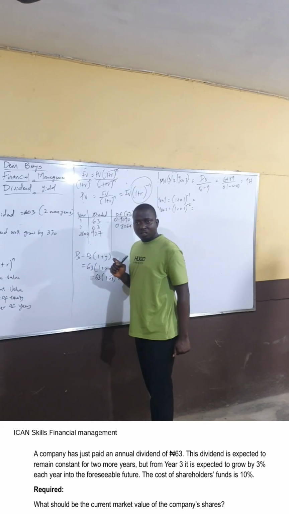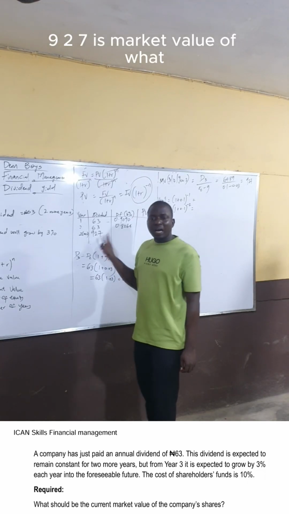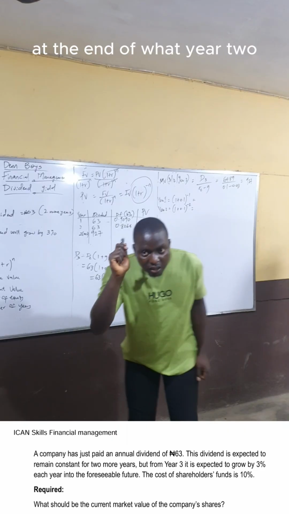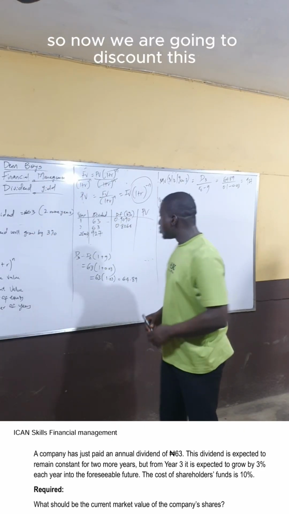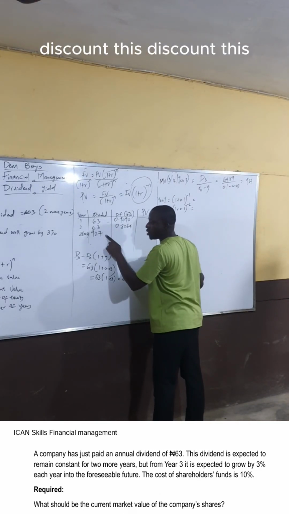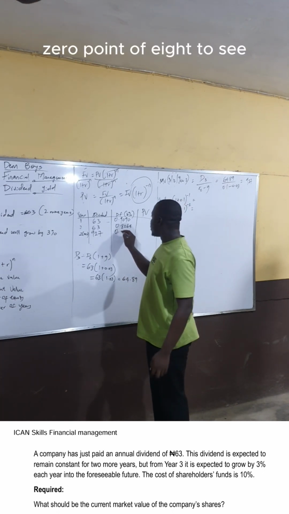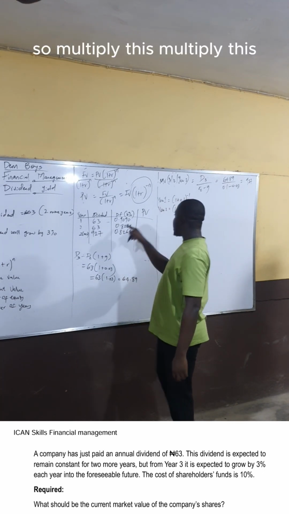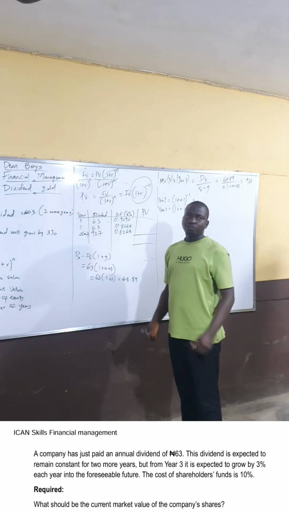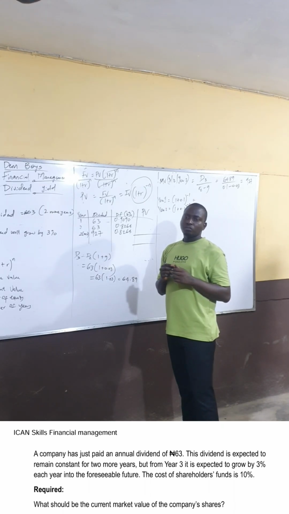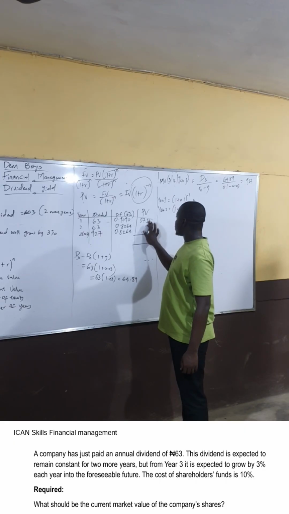63. Year 2 dividend. 927 is market value of what? At the end of what? Year 2, which you can still relate to what? The beginning of Year 3. So now we are going to discount this. But this one is still what? Year 2. So we are still going to do the same thing here. 0.826. So multiply this. The total is going to give us our current market value. 57.267.